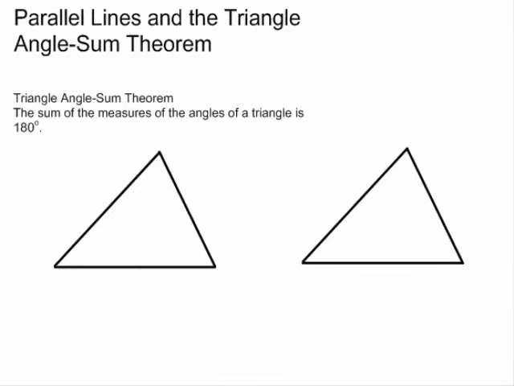Today in our lesson we will be talking about parallel lines and the triangle angle sum theorem. The triangle angle sum theorem tells us that the sum of the measures of the angles of a triangle is 180 degrees. And when we're referring to the sum of the measures of angles in this case, we will be talking about what we consider to be interior angles. If we are looking at angle X, angle Y, and angle Z, based upon our theorem here, we are told that the sum of those three angles will always equal 180 degrees.